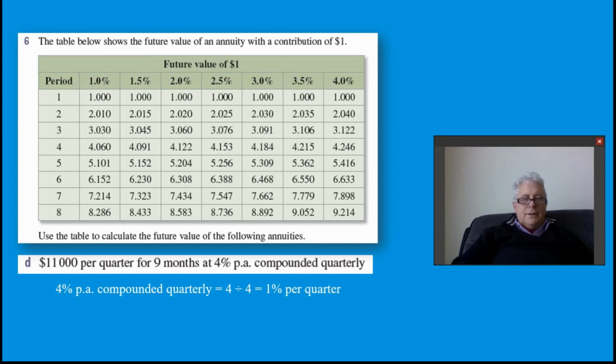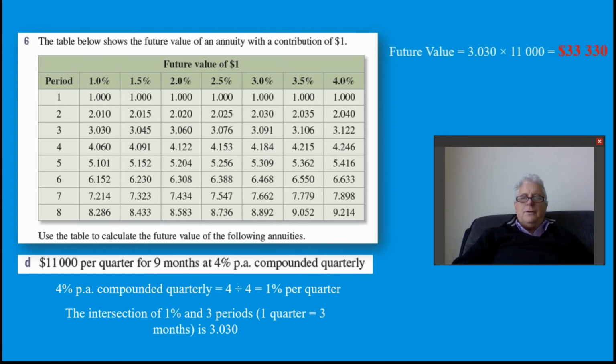Now with the quarterly, that's 3 months. So each period is 3 months. And with 9 months, that means there's 3 periods. So we're looking for the intersection of 1% column and the 3 periods, which is 3.030. Once we've found that, we multiply it by the contribution, which is $11,000, and we end up with a future value of $33,330, which we get after contributing $11,000 per quarter for 9 months. There's our answer. So that's question 6, 2 examples.